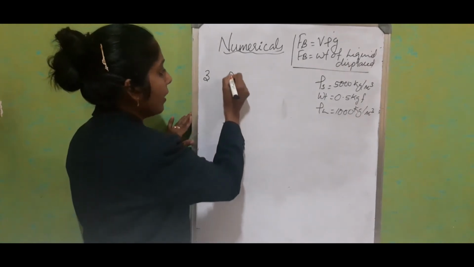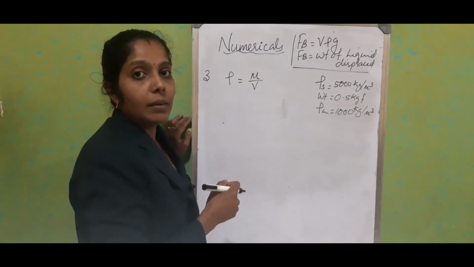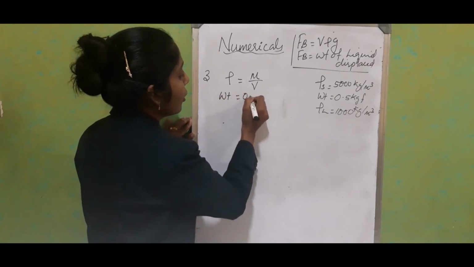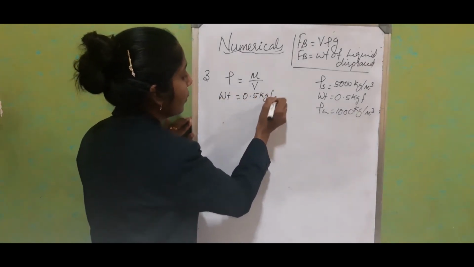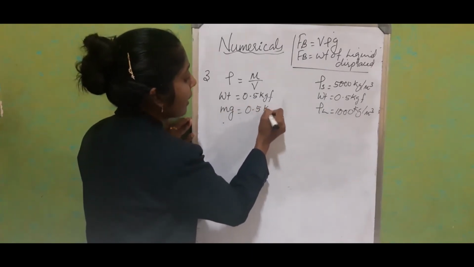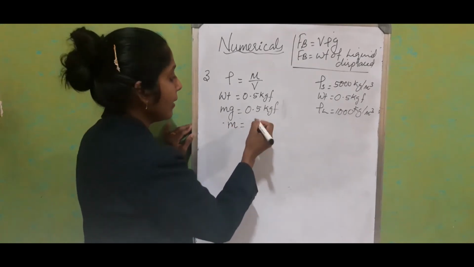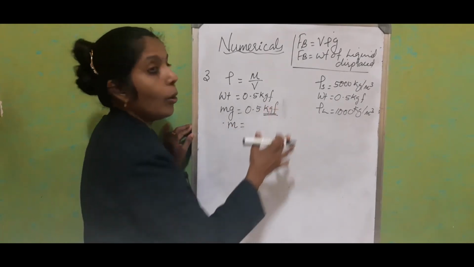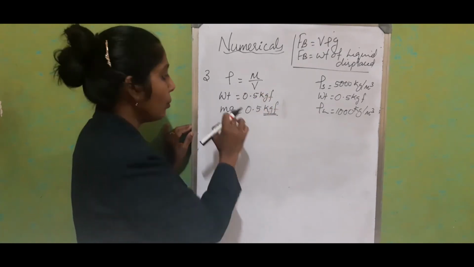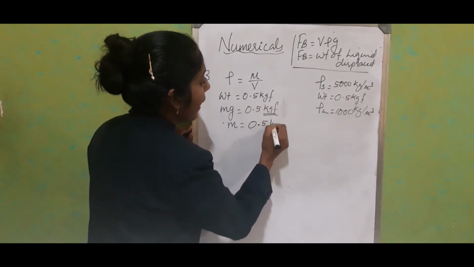We have the equation density equals mass by volume, but the quantity is given in terms of weight. Weight is 0.5 kilogram force, which is equal to mg. To find the mass, we are avoiding converting kilogram force to gram, so we simply divide by g. Both sides, g will cancel off, so we get 0.5 kilogram.